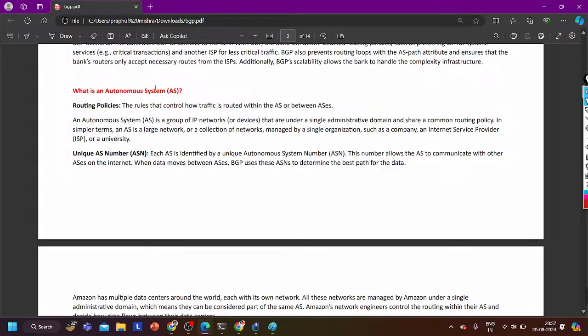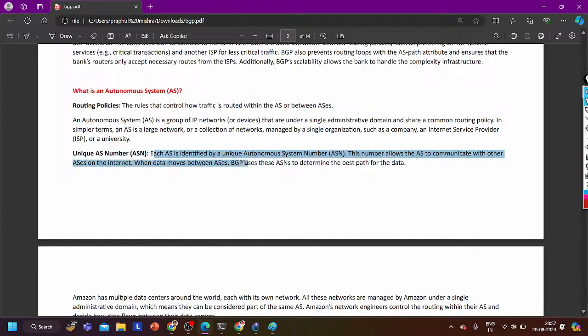And what is the AS number? To identify the autonomous system, to identify the domain, like, guys, a society. How do we identify in which society you live? With the help of the name of that society. In the same way, to identify the AS domain, we have ASN, the AS number. Each AS is identified by a unique autonomous system number. This number allows the AS to communicate with other ASs on the internet.